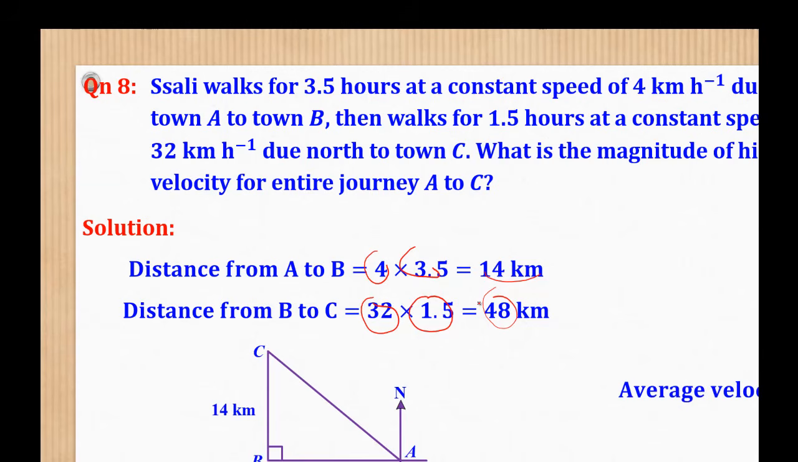So average velocity in this case is A to C over the time taken. A to C is the magnitude of this squared plus this squared, from Pythagoras theorem, over the time, because for this it was 3.5 and for this it was 1.5. So you come up with 10 kilometers per hour as the magnitude of the average velocity.